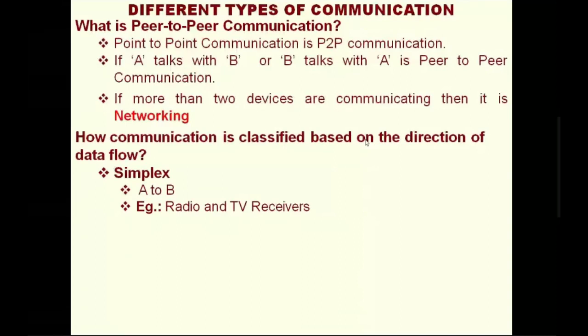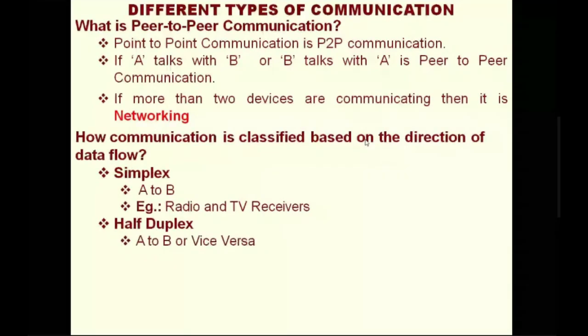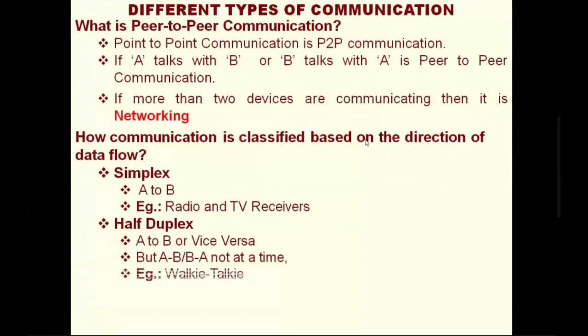This is simplex. Then we know half duplex. So A to B or vice versa, but at a time, either A is the transmitter and B is the receiver, or B is the transmitter and A is the receiver, like the ball game that we have seen in the previous class, but not at the same time. A very good example is the walkie-talkie. Traffic police officers use this. All of us know it very well.